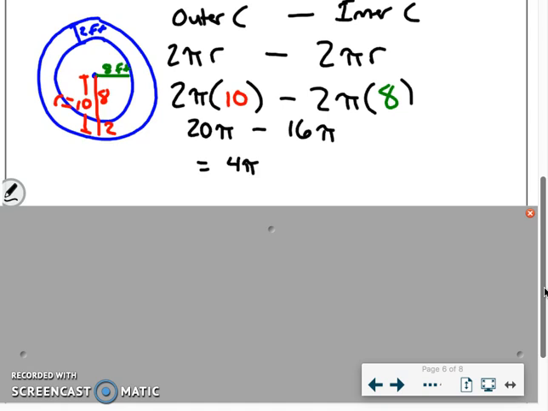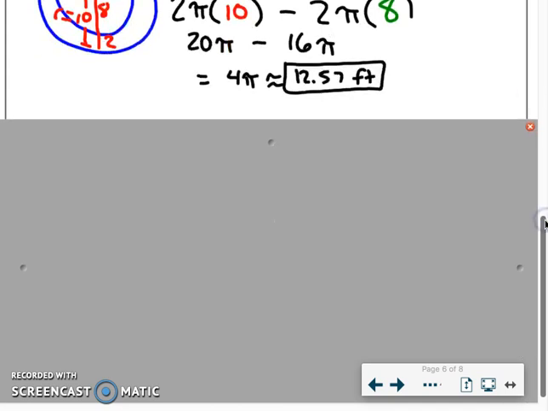Since it's a word problem, we would want to type that in. It's about 12.57 feet. So that's how much further the outer wheel has to travel compared to the inner wheel. All right, there's 12.57 more feet of circumference there.